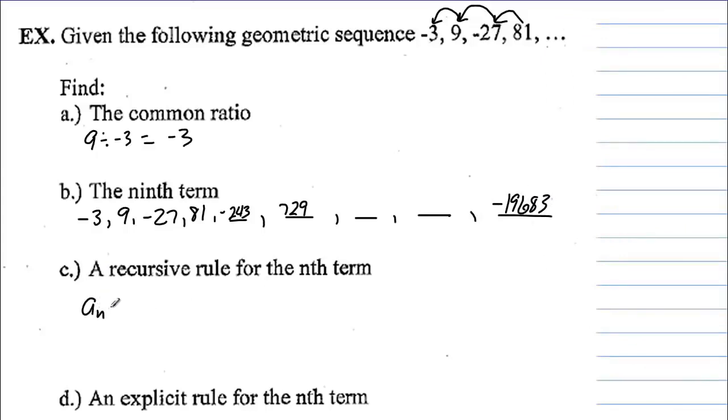A recursive rule for the nth term: a sub n equals a sub n minus 1 times -3. But we have to tell where we start: a sub 1 equals -3.